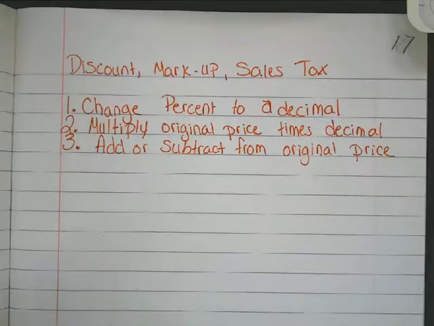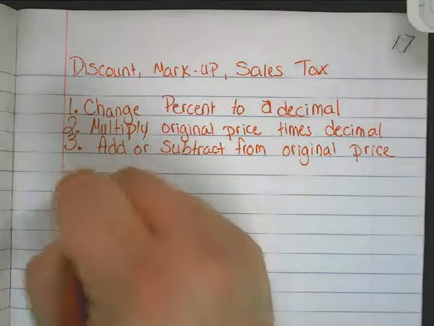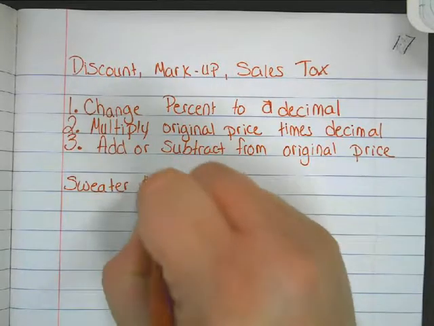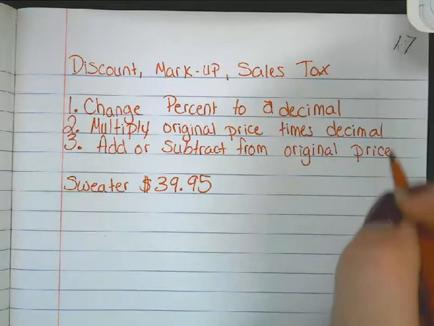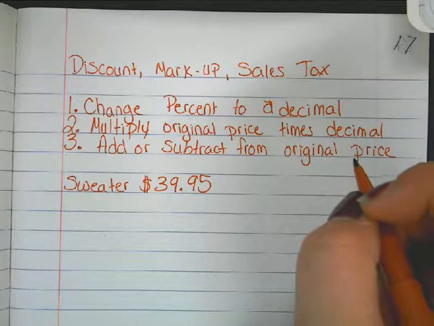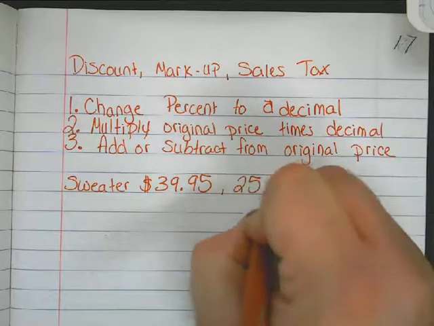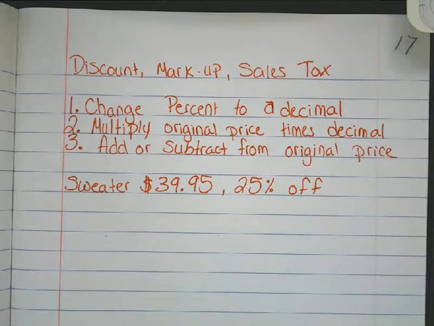So let's look at an example. Let's say I'm buying a sweater. Are they called sweaters or sweatshirts? There's different types. There's both types. There's sweaters and there's sweatshirts. That is $39.95. It's on sale for 25% off. So I want to figure out the price.